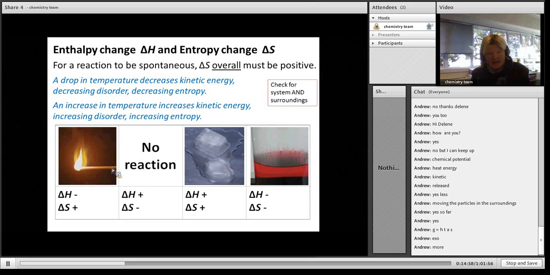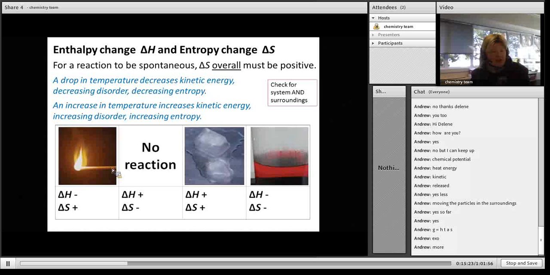If I have a negative delta H and a positive delta S, then my reaction is definitely going to be spontaneous. It's definitely going to work. Okay, on paper at least anyway. So if you get given a question where you've got an exothermic reaction of, say, a solid going to a gas or something like that, in other words, you know the entropy is positive, the reaction will be spontaneous in all cases.